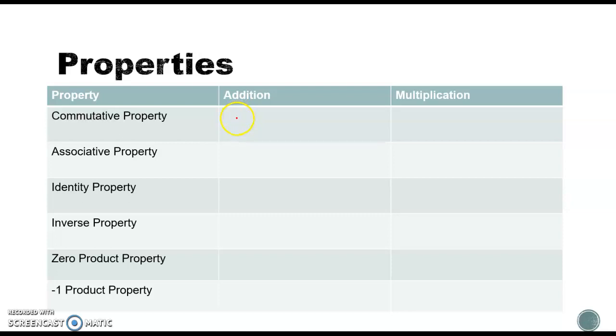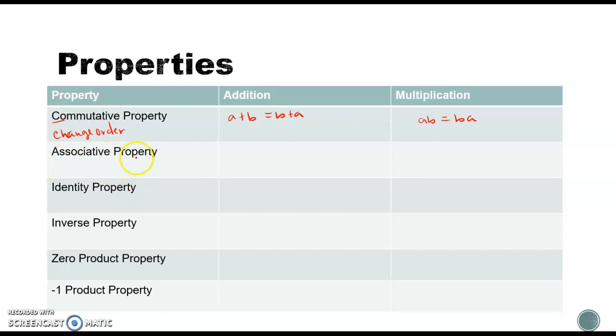So commutative property, I just think CO, change order. And so what that means is that if I have A plus B, that is equal to B plus A. Or if I'm taking A times B, that's equal to B times A. A and B are just any numbers, any real numbers.